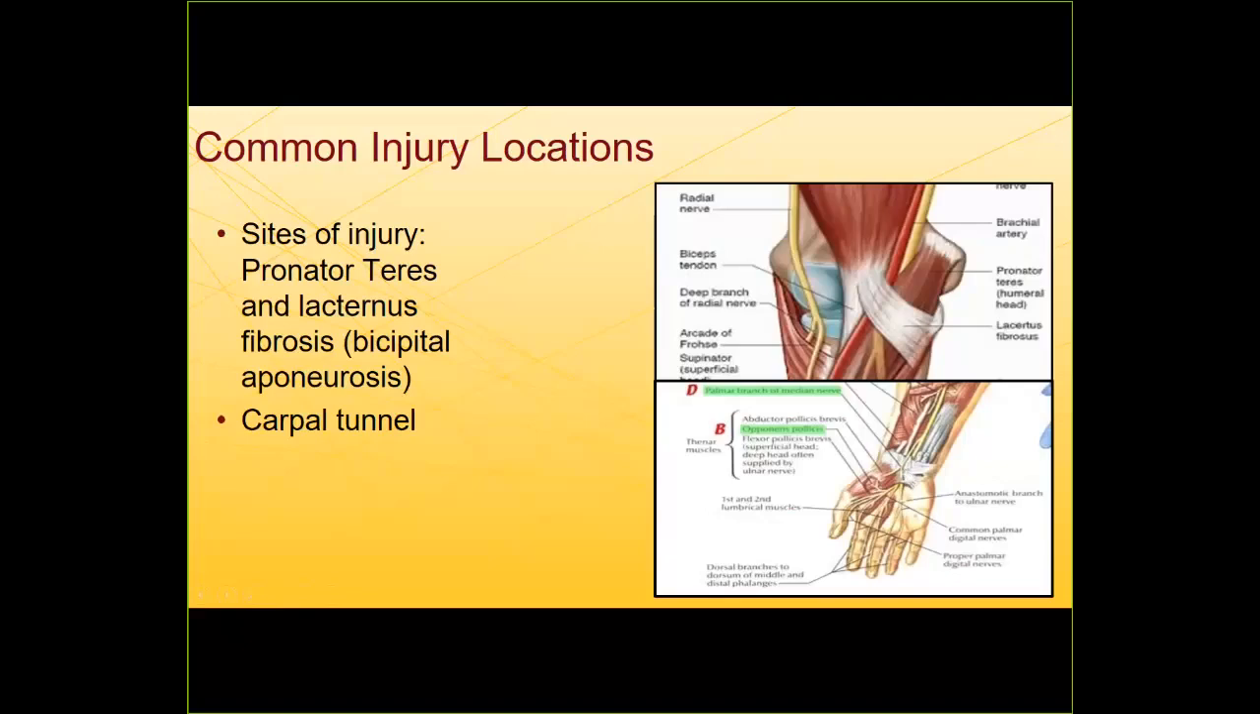Now, that's more like cumulative trauma, but it's also prone to direct trauma at the level of the carpal tunnel.